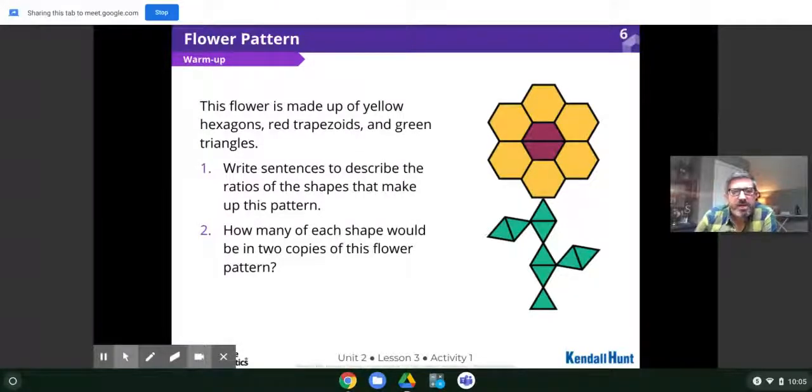All right, so we're going to write a sentence. Well, we're not going to write it. We can just talk about it out loud to describe the ratios of the shapes that make up this flower. So again, we've got the yellow or golden hexagons. We've got the red trapezoids in the middle, and then the green triangles make up the stem of the flower. So if we were to talk about the ratio of yellow hexagons to green triangles, let's talk that out. How many yellow hexagons do we have?